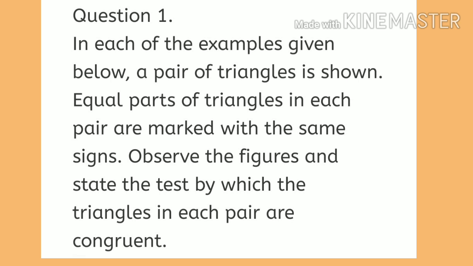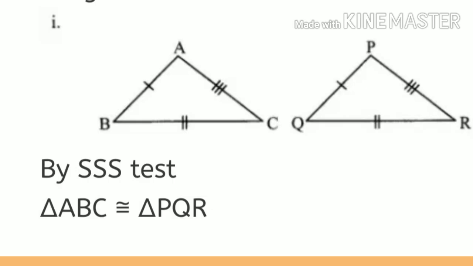Equal parts of a triangle in each pair are marked with the same sign. Observe the figure and state the test by which the triangles are congruent. That means here you have to observe the triangles given to you and decide whether the triangles given to you are congruent by which test. Okay. So the question number 1.